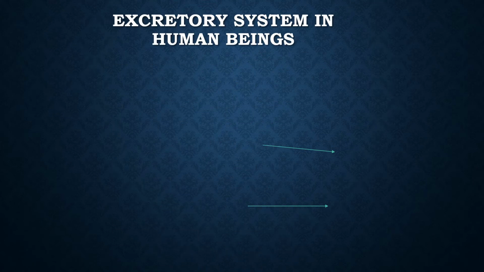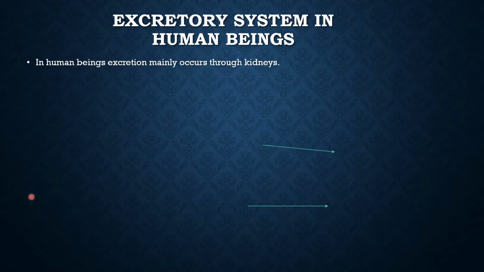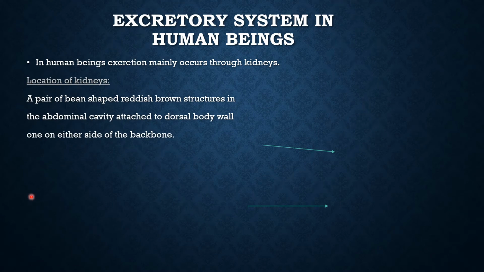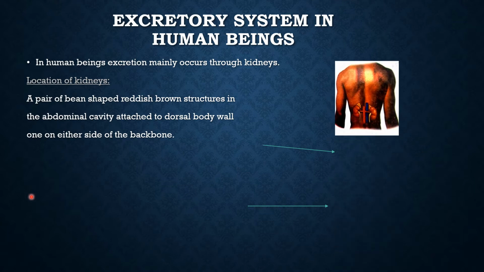In the given video, we already discussed the external and internal structure of the kidney. In human beings, excretion mainly occurs through the kidneys. Location of kidneys: a pair of bean-shaped, reddish-brown structures in the abdominal cavity attached to the dorsal body wall, one on either side of the backbone.